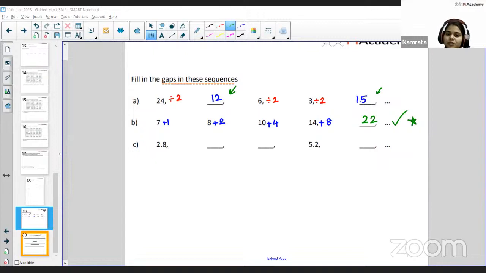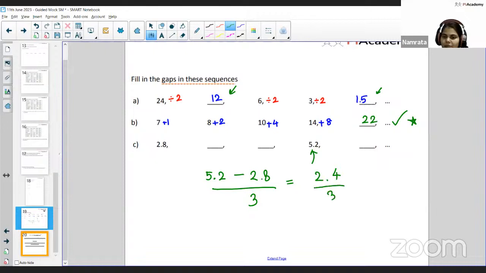So here, if you observe, it's 2.8 and the next term after 2 blanks is 5.2. So if we take this one, how many gaps are there? There are 3 gaps. So if we divide it by 3, what answer will you get? It will be 2.4 divided by 3, which is 0.8. So you need to keep adding 0.8.